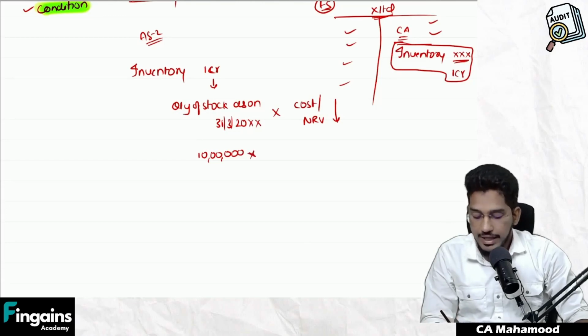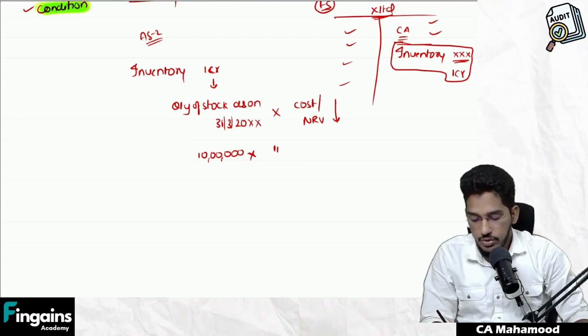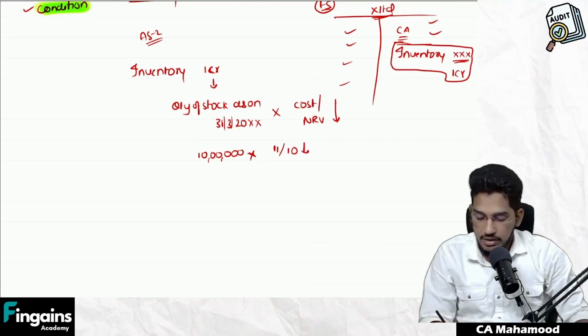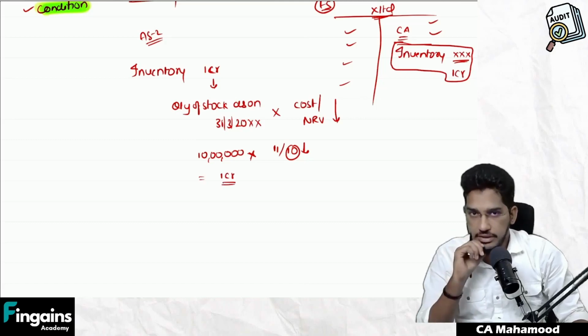Now, per unit, I need to determine cost. Per unit, I need to determine NRV. So, cost is 11 rupees. NRV per unit is 10 rupees. Whichever is lower, I will take 10 as the value. So, if I multiply these 10 lakhs with 10 rupees each, this is how the 1 crore rupees of inventory value has been derived.